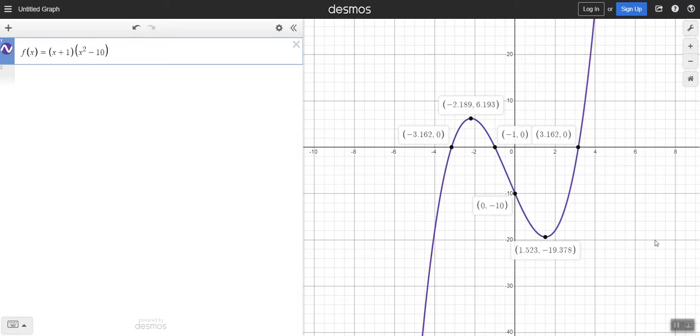So I'm going to go ahead and label those max and mins on my graph just so that I've got them. About negative 2.2 and 6.2 would be about here. And then the min at about 1.5, negative 19.4.